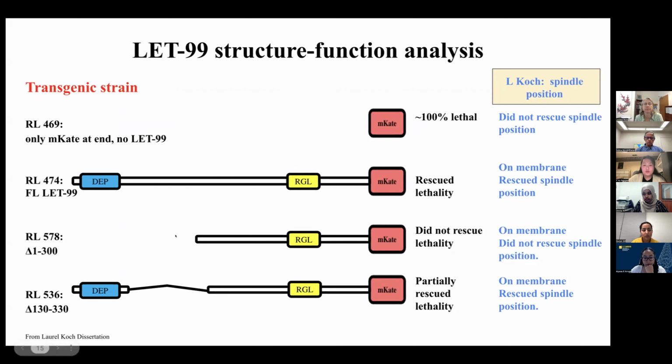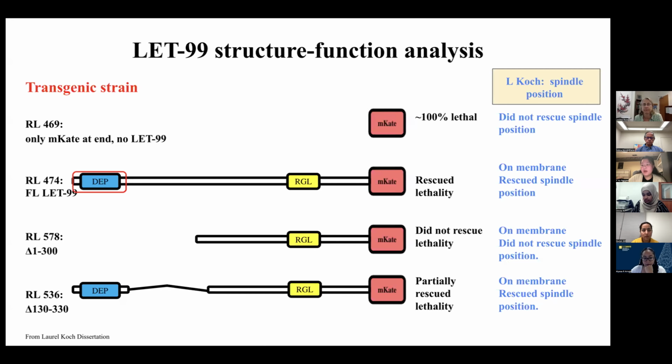For delta 1 to 300, it did not rescue the lethality. It can get on the membrane, but did not rescue the spindle positioning. For delta 130 to 330, it partially rescued lethality. It can get on the membrane and can rescue the spindle positioning.